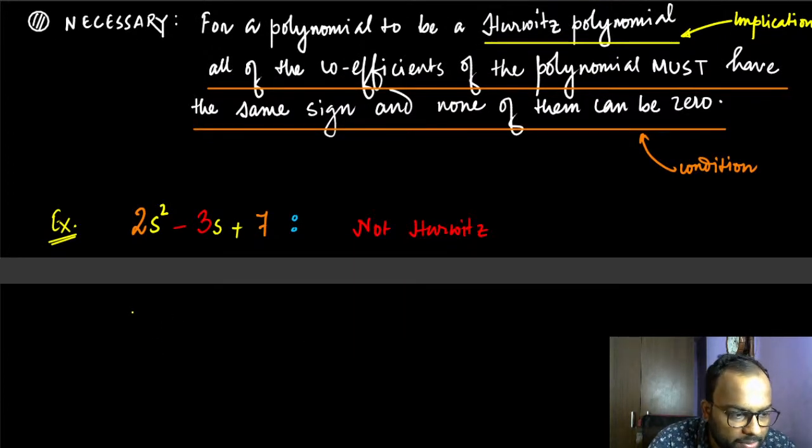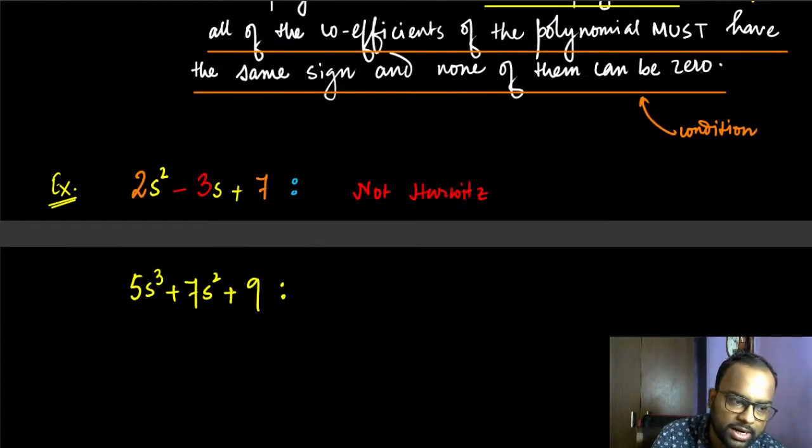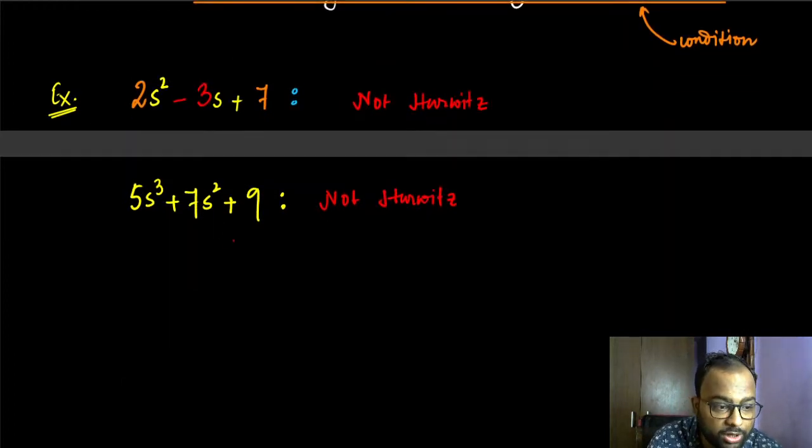All right, let me give you another example. Now, is it a Hurwitz polynomial or not? The answer is no, it is not a Hurwitz polynomial. Why? Because it is missing one of the coefficients, which means that the coefficient of s to the power 1 here is actually 0. This is just like 5s cube plus 7s square plus 0s plus 9. That's how it is not a Hurwitz polynomial. Let me give you another example.